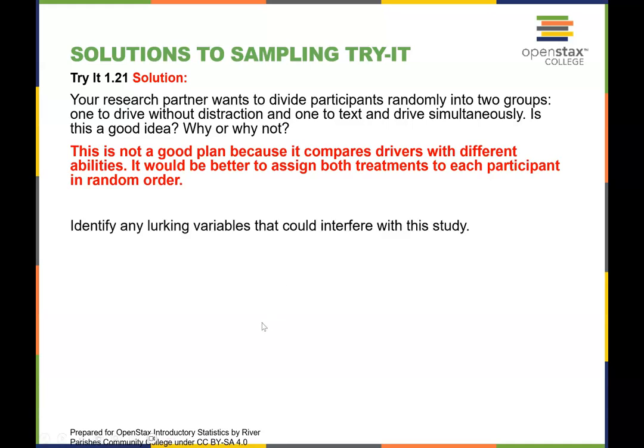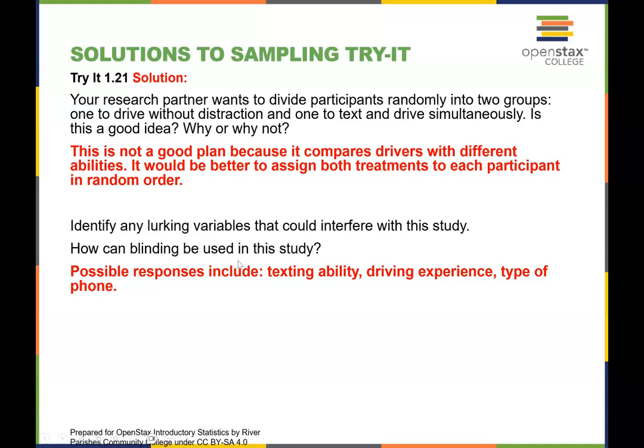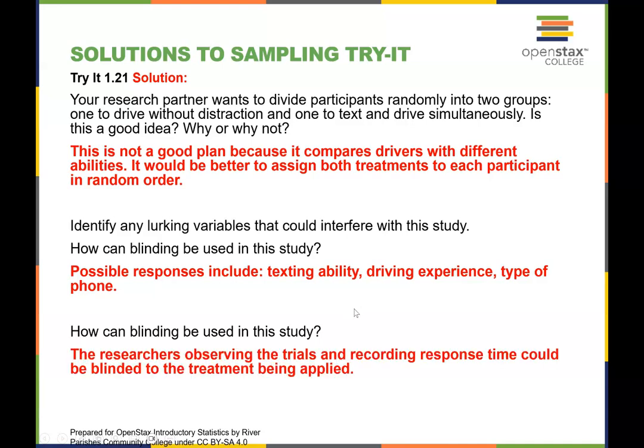Identify any lurking variables that could interfere with this study. Possible responses for things that could interfere are texting ability, driving experience, and type of phone. And then how blinding can be used. The researchers observing the trials and recording response time could be blinded to the treatment being applied.